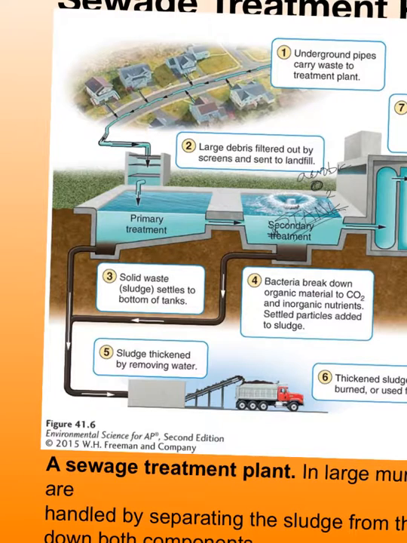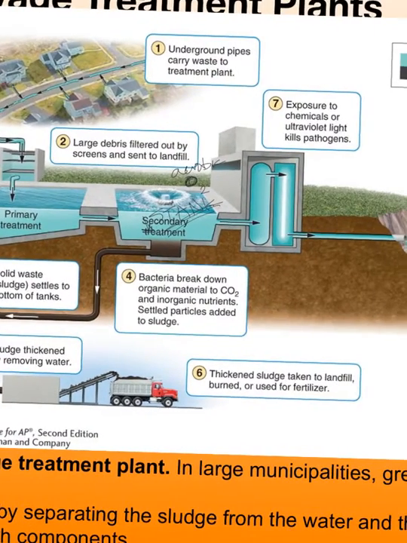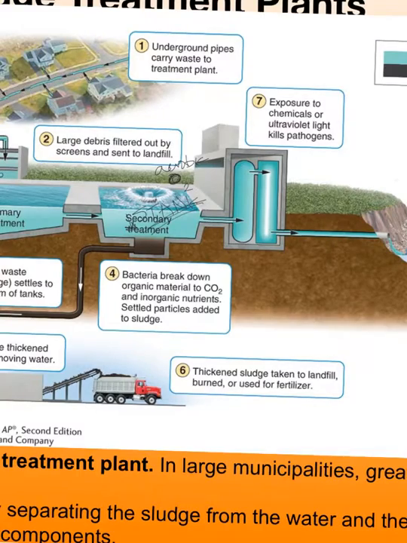Sludge is thickened by removing water. So just think about that. You remove some of the sludge by getting rid of the water. Now it's becoming a nice solid material. And then what do we do from there? Thickened sludge can be taken to a landfill, burned, and used as fertilizer.